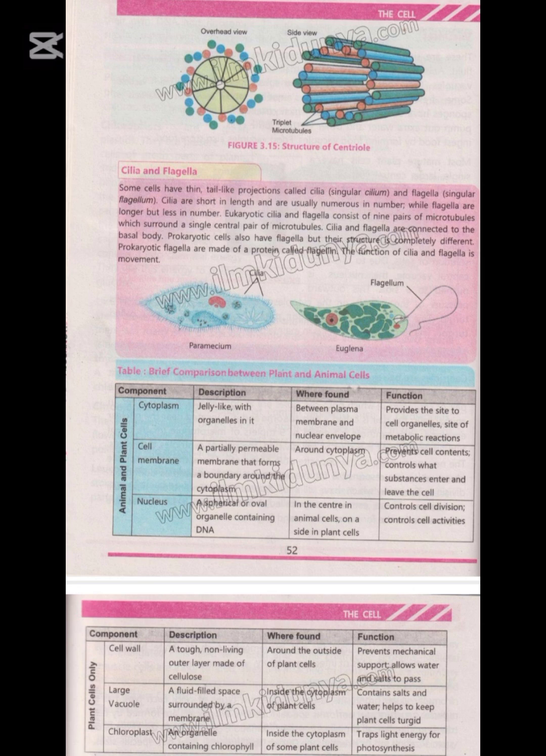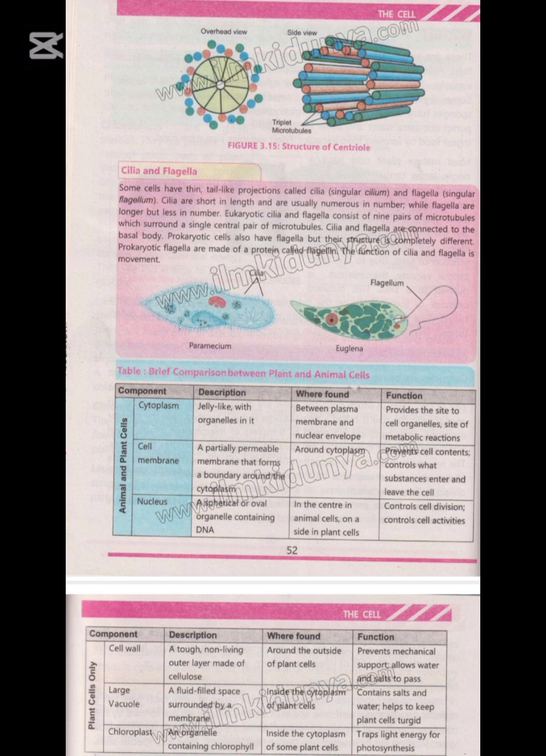Okay, the next thing is comparison of plant and animal cell. Let's discuss these things one by one. The first component is cytoplasm. We have studied this in detail. What is cytoplasm? It is a jelly-like substance that is present in the cell, and where is it found? It is found between the plasma membrane and nuclear envelope. And its function, we also know, is that it is the site for different organelles and for different metabolic chemical reactions.